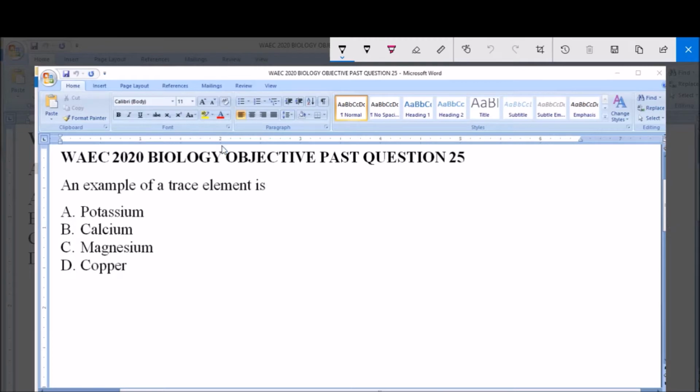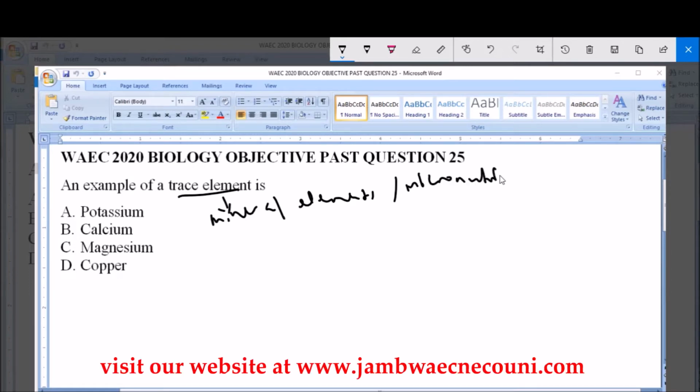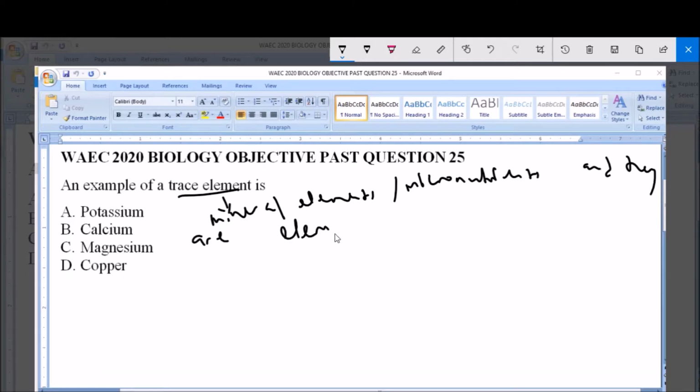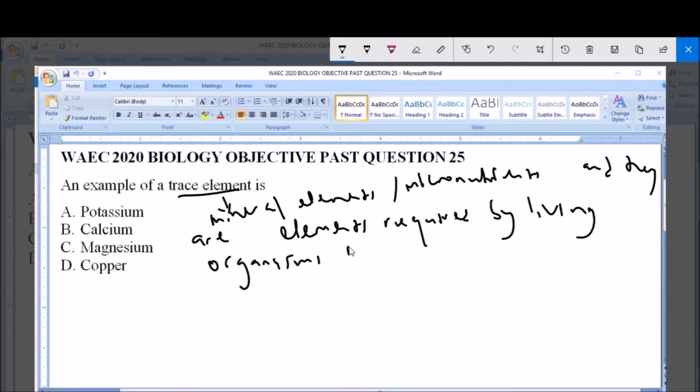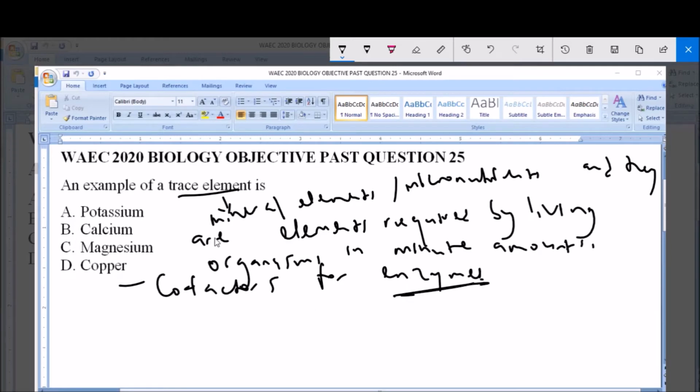are mineral elements. So, trace elements are mineral elements and are also known as micronutrients, and they are elements required by living organisms in minute amounts. Now, in living organisms, they usually serve as what they call cofactors for enzymes. So they are essential for enzymes to carry out their function.